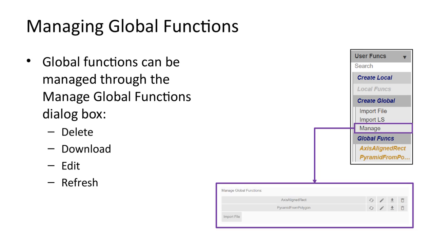A script can contain many global functions. These functions can be managed through the Manage Global Functions dialog box. For each function, 4 operations can be performed. They can be refreshed, edited, downloaded, and deleted. Let's look at these operations in more detail.